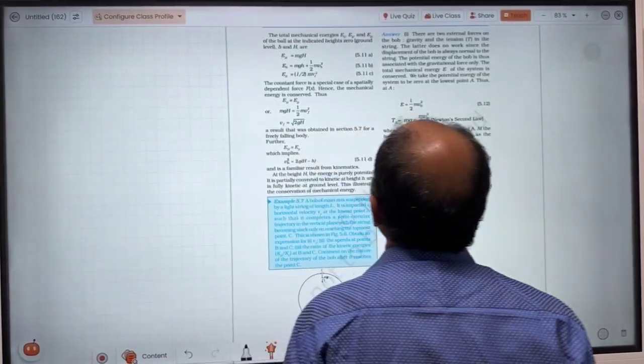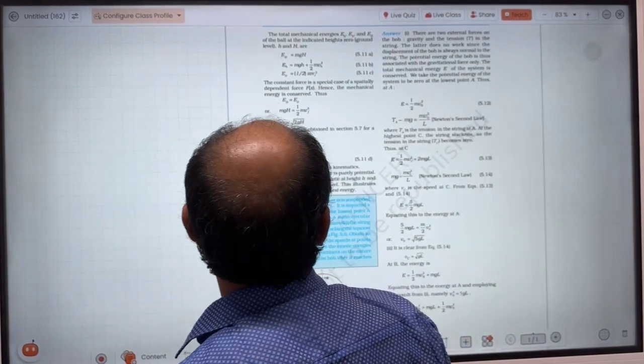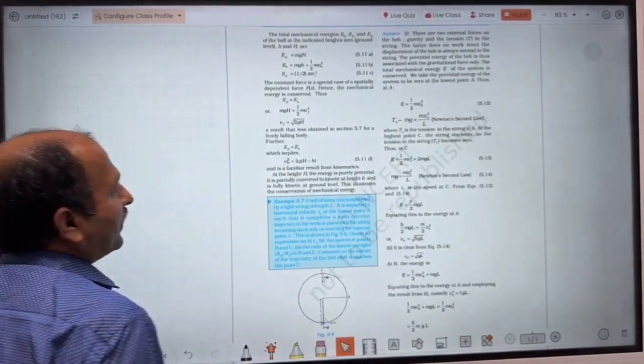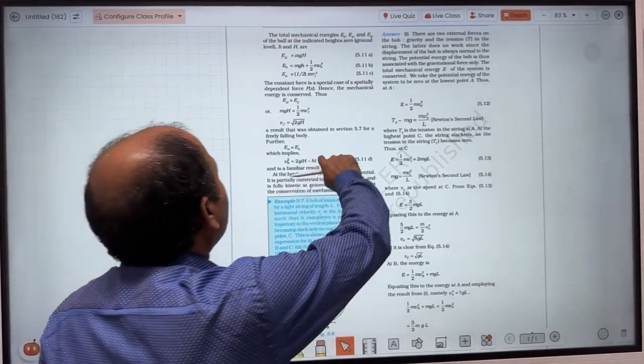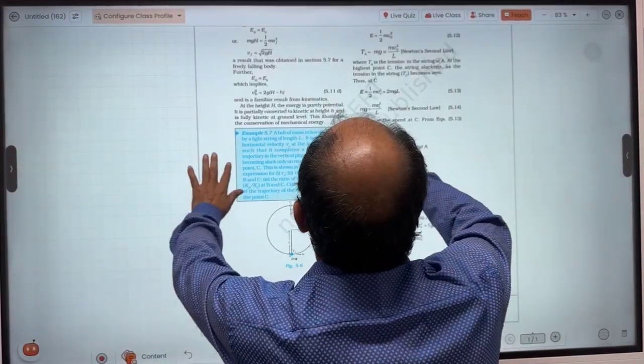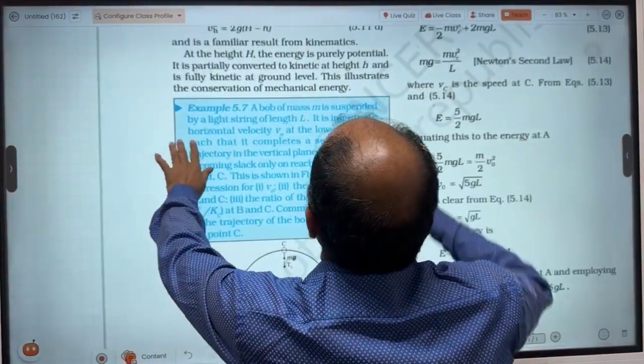Today we are going to see one numerical based on energy conservation principle. So let's read the question together and then we will try to solve it.